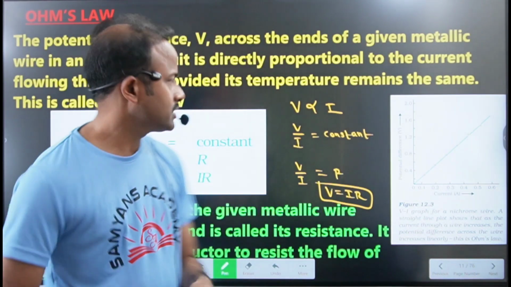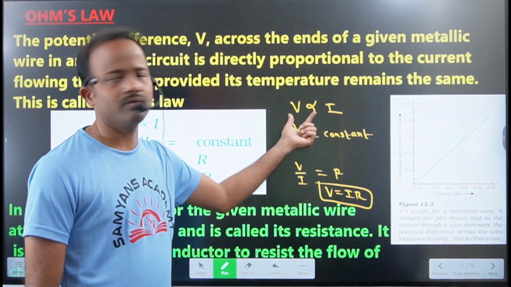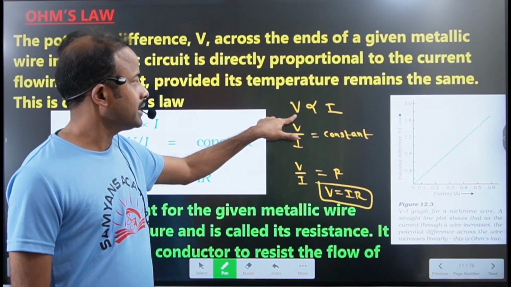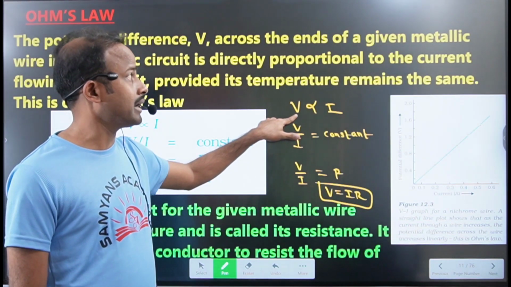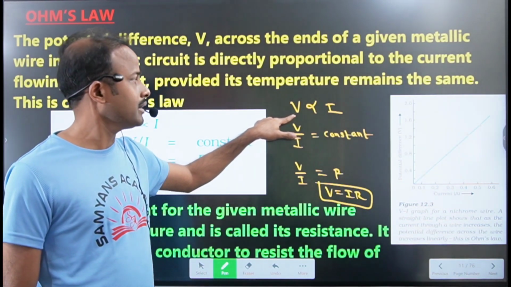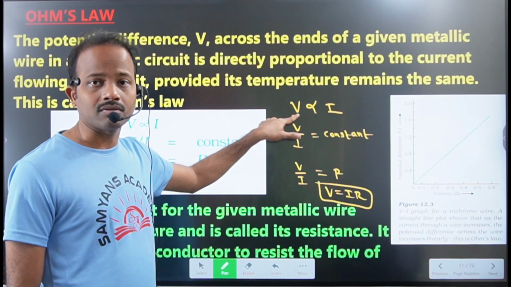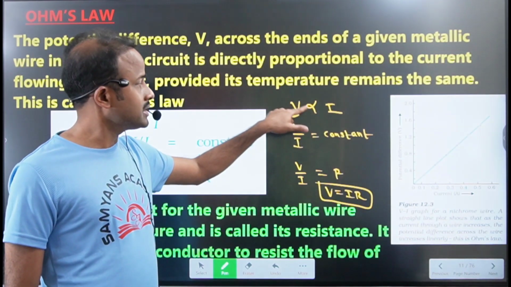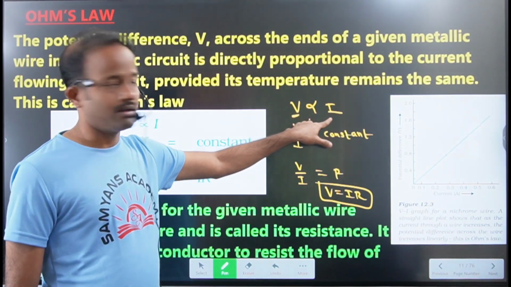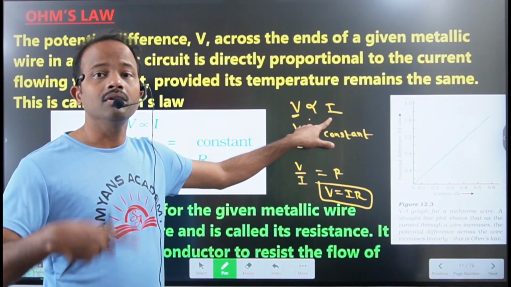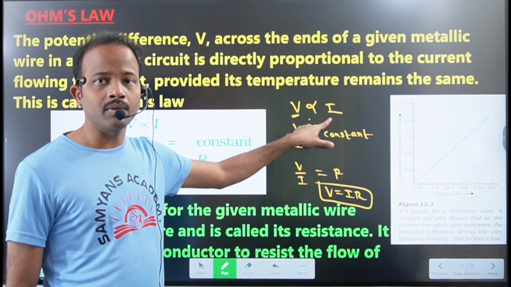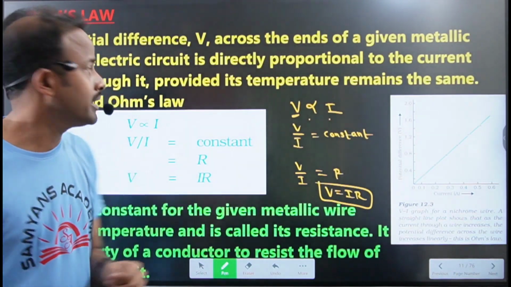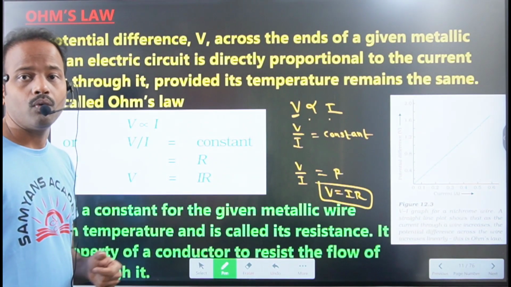Okay, by seeing this statement, by seeing this formula also we can define the voltage. ఏమని చెప్తున్నాము? voltage అంటే the potential difference V across the ends of a given metallic wire. అంటే potential difference V ఎక్కడ అప్లై చేస్తున్నాం? Ends of the given metallic wire. అప్పుడు in a circuit, which is directly proportional to current flowing through it, provided its temperature remains the same, and this is called as Ohm's law.